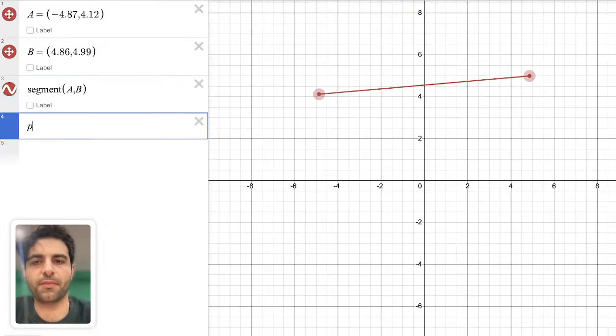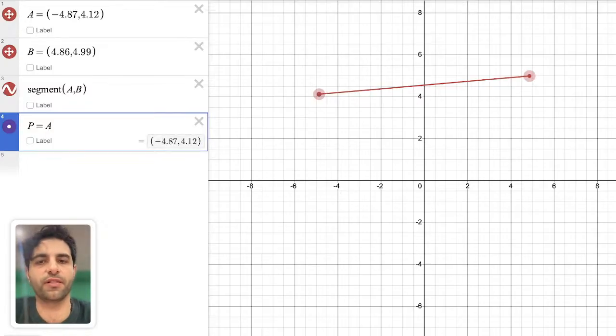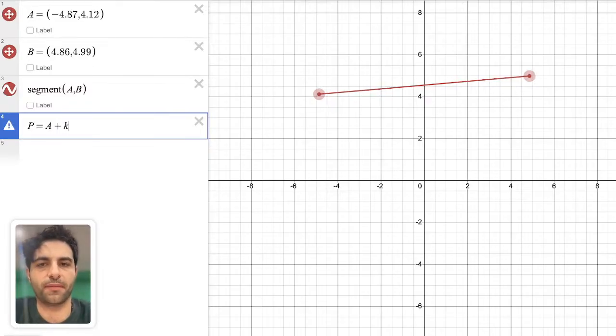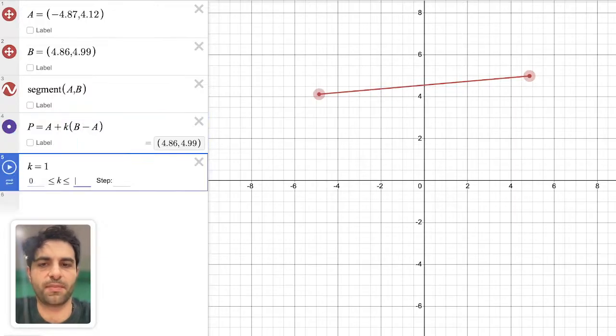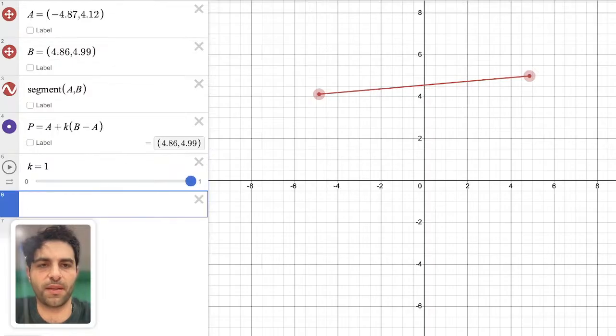Then I can pick P to be anywhere along the line, right? So if you think about what P is going to be, let's go to A first, right? And then add on K times AB, which is K times B minus A. That's AB, and then let K be here. So let this be 0 to 1, and let's see where K is going to be. You sort of see where it is? So it's like the slider.